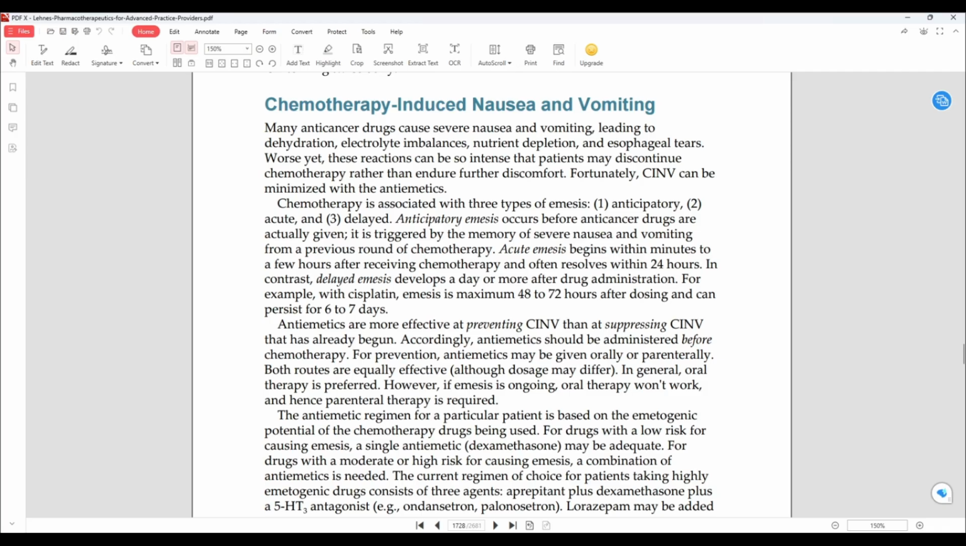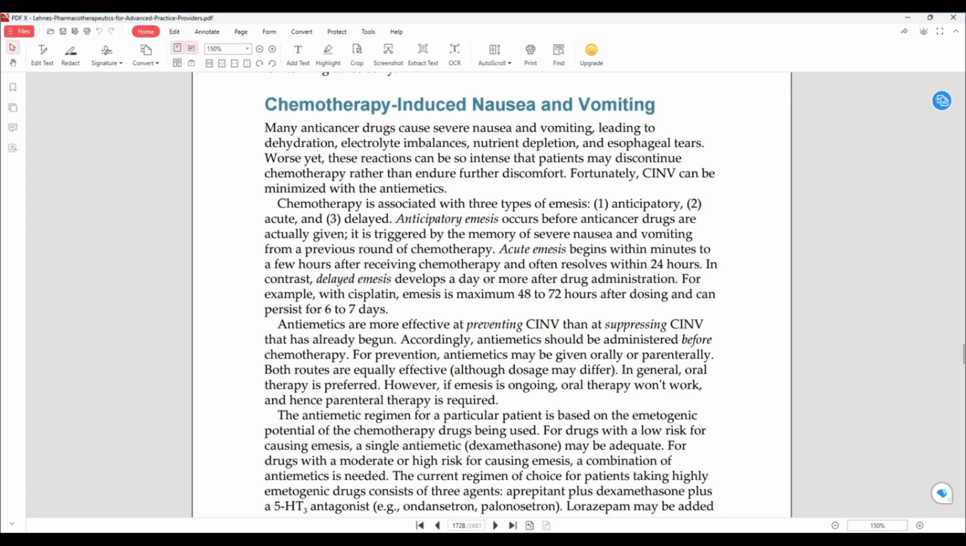Chemotherapy is associated with three types of emesis: anticipatory, acute, and delayed. Anticipatory emesis occurs before anti-cancer drugs are actually given. It is triggered by the memory of severe nausea and vomiting from previous rounds of chemotherapy. Acute emesis begins within minutes to a few hours after receiving chemotherapy and often resolves within 24 hours. In contrast, delayed emesis develops a day or more after the drug is administered.